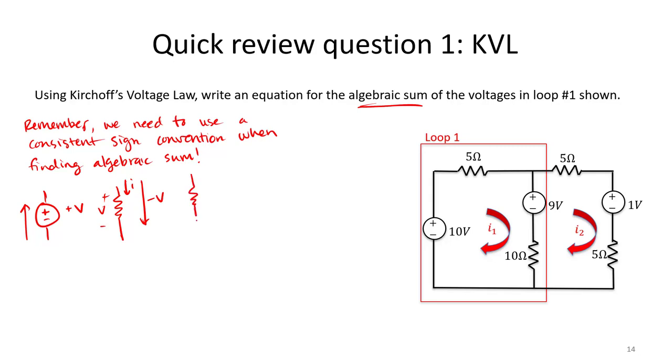And if I happen to be traveling in the opposite direction as current and I want to go the other way, then I will treat that as a voltage rise. So the important thing here is to be consistent. If you learned the opposite convention as this, that's okay. Just make sure you follow a consistent sign convention when determining that algebraic sum.